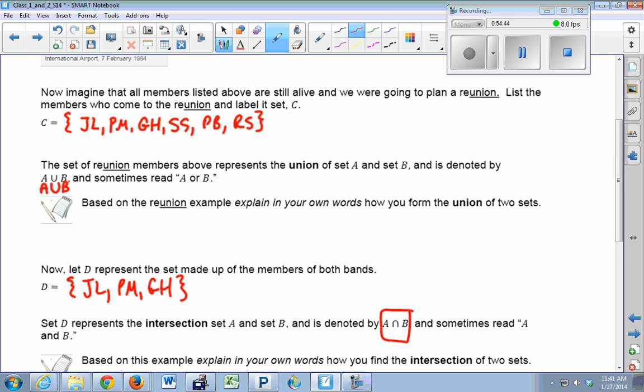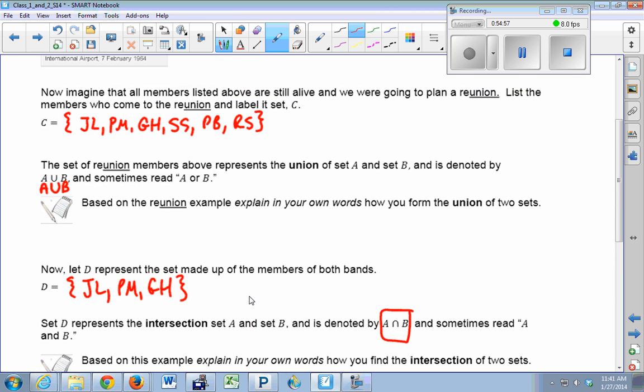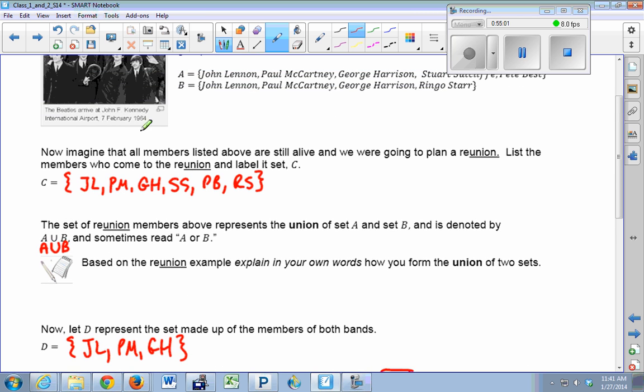So that's the intersection of those two sets. So you can write in your own words, that's why I have this little icon there, how you might represent the intersection. Okay. Any questions on that? Union, reunion, and intersection. All right.